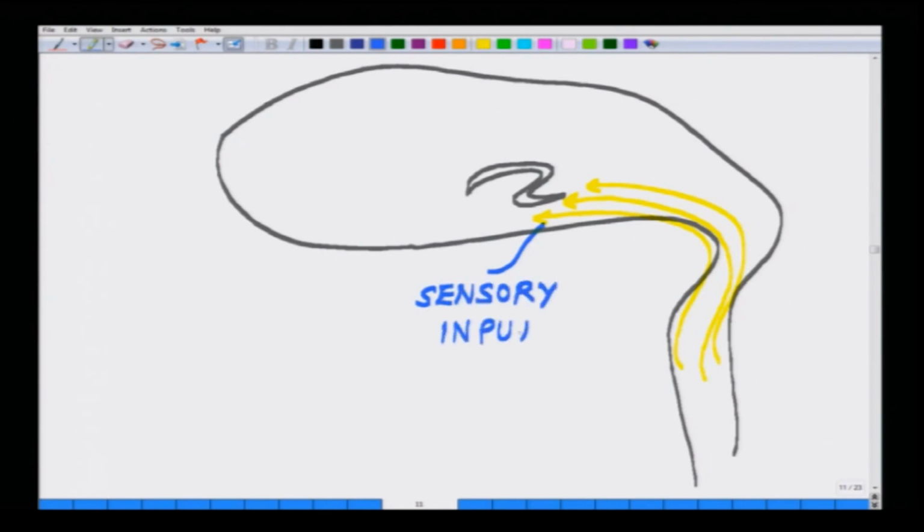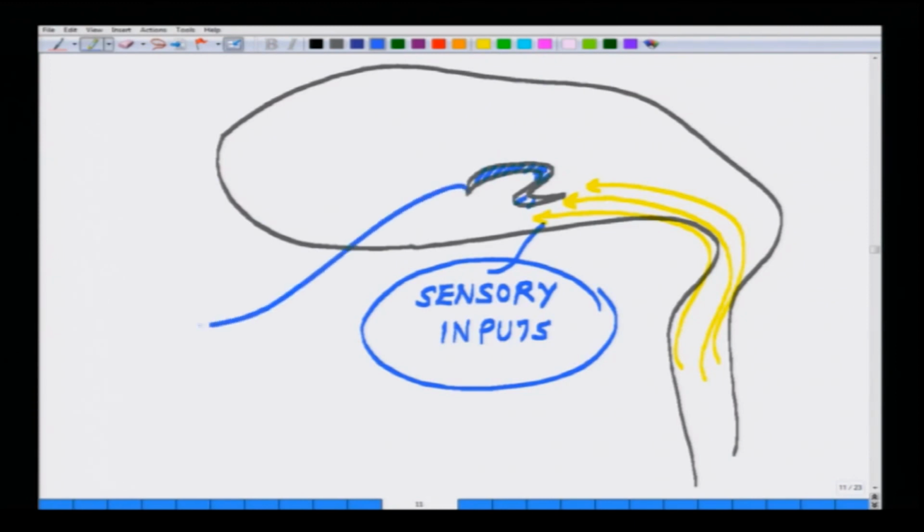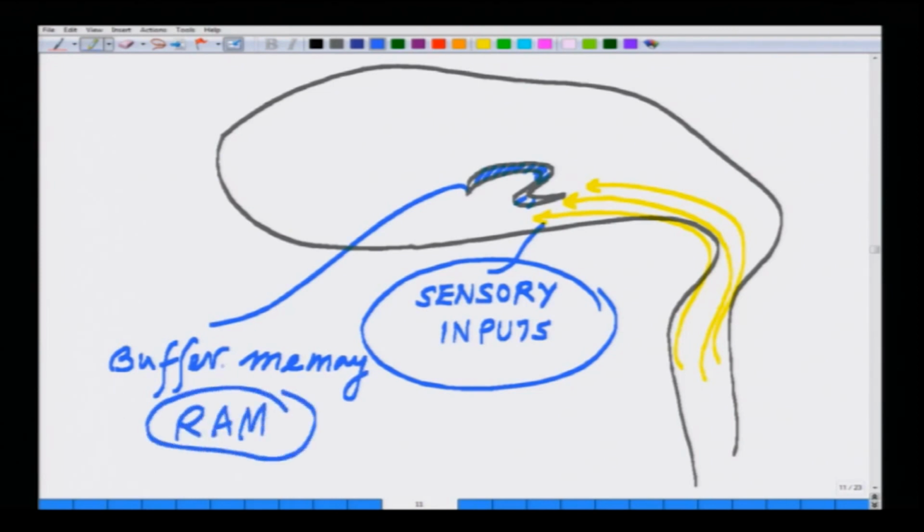These sensory inputs are initially stored just like a buffer memory out here, just what you see in a computer as the RAM, random access memory, or you can call it the RAM chip. The bigger the RAM you have, the better off you are. Then from here, a consolidation phenomenon takes place, where basically the information is sorted out.